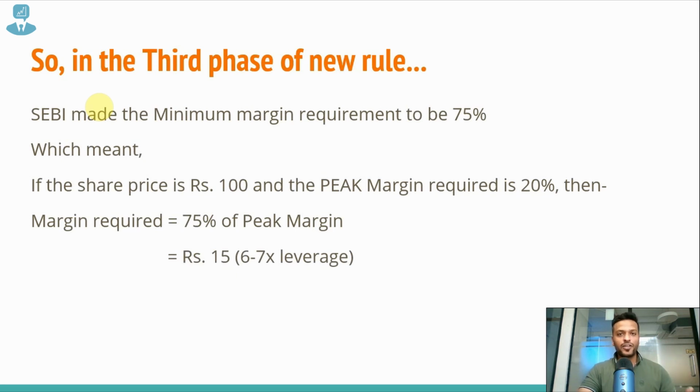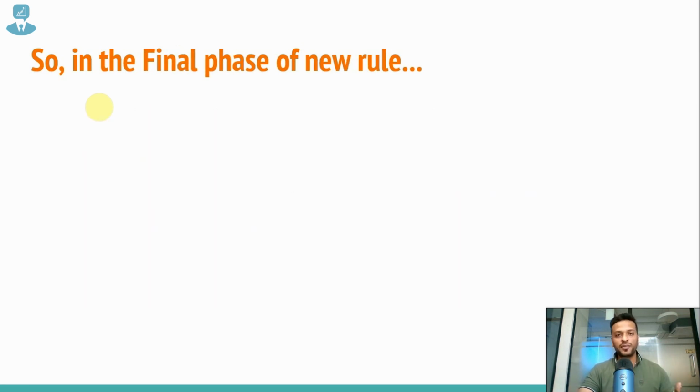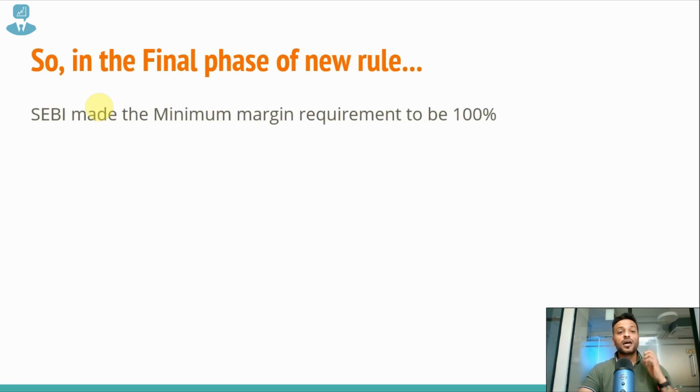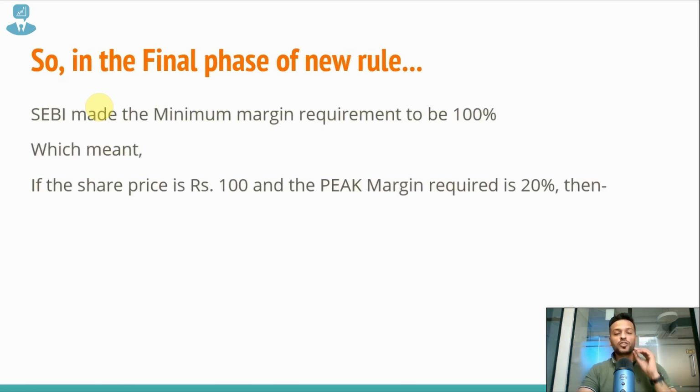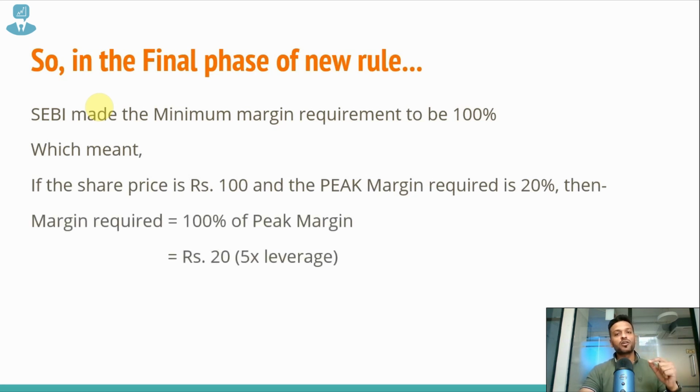Now in the final phase, which is starting from today, which is 1st September 2021, the amount of margin required is 100% of the peak margin. Say the peak margin was rupees 20, then in that case you need to have 20 rupees in your trading account to trade the 100 rupees share, which still gives you 5x leverage. So the leverage has reduced, but we are still getting a certain amount of leverage.